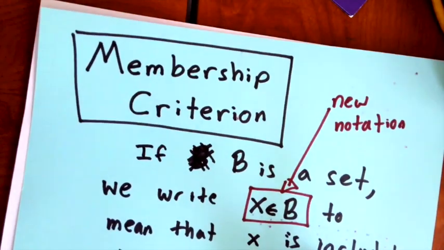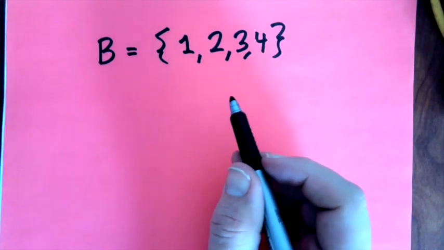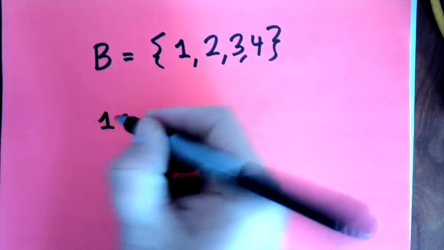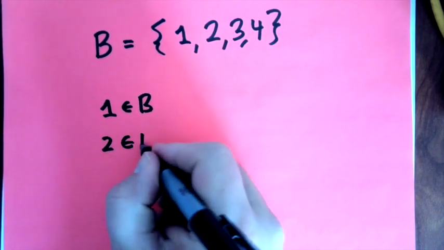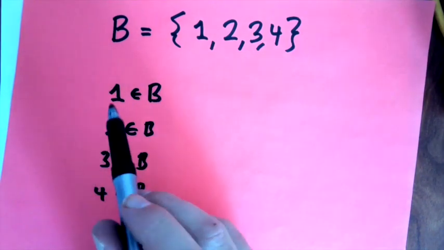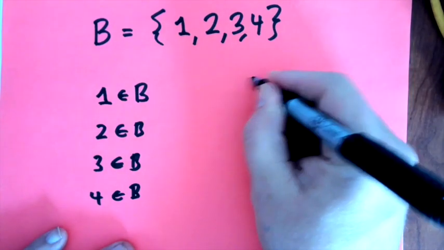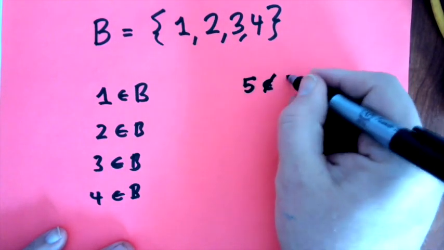As an example, let's suppose we have the set B equals 1, 2, 3, 4. So these are the 4 elements of B. It is true that 1 is in B. It is true that 2 is in B. And those are the only true statements I can make using these symbols B and the in operator. On the other hand, it's not true that 5 is in B, so we would write 5 is not in B.